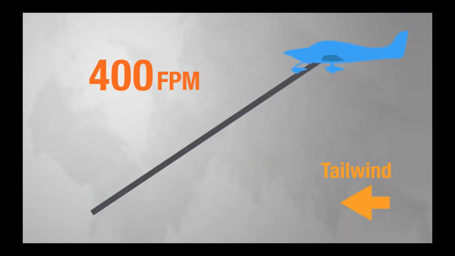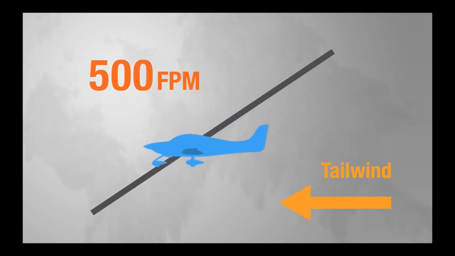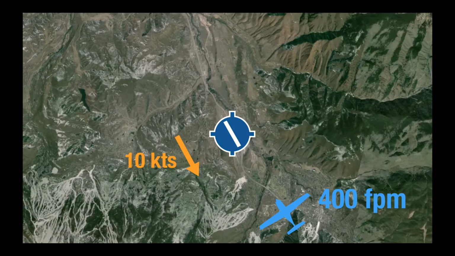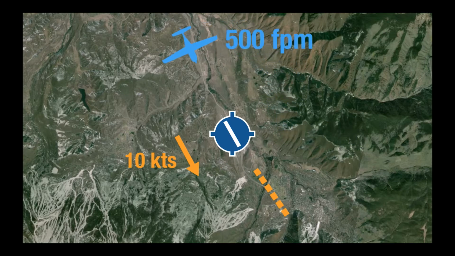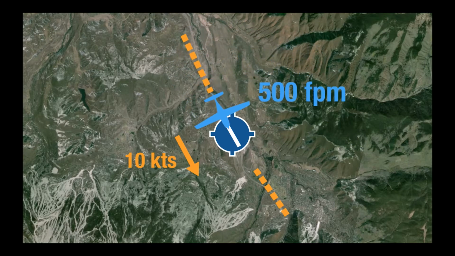First, your ground speed on approach is faster with a tailwind, and that means you need a faster descent rate to hold your approach angle. With a 10-knot headwind and an 85-knot final approach speed, we'll descend at 400 feet per minute on a normal 3-degree glide slope. Spin that around to a 10-knot tailwind, and we need a 500 foot per minute descent rate.